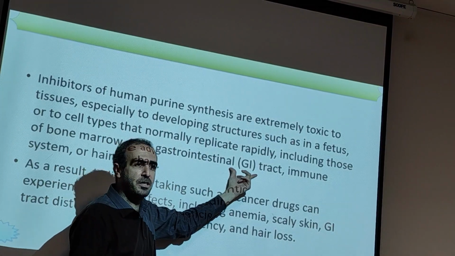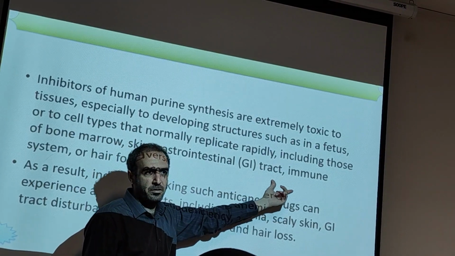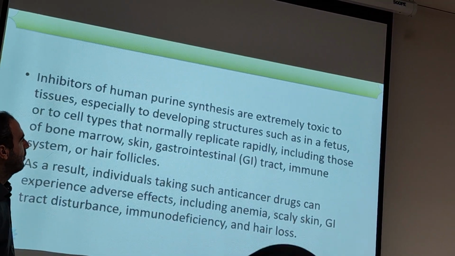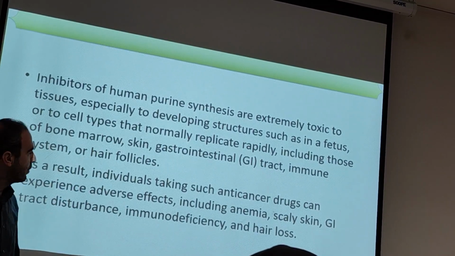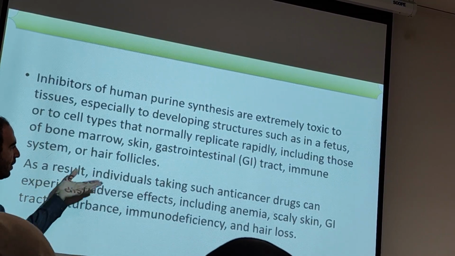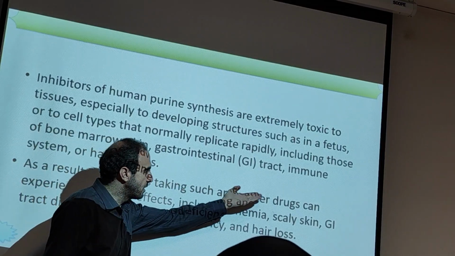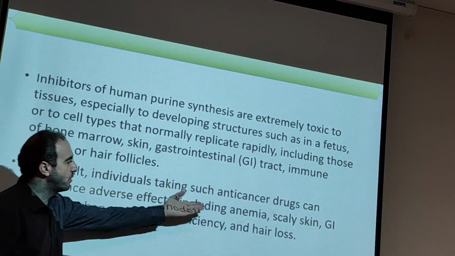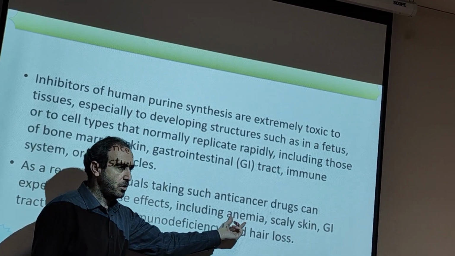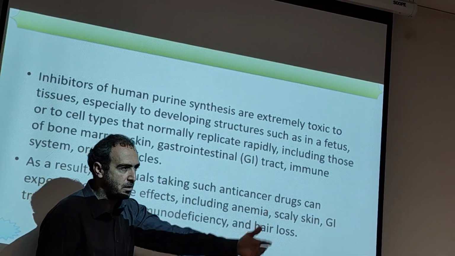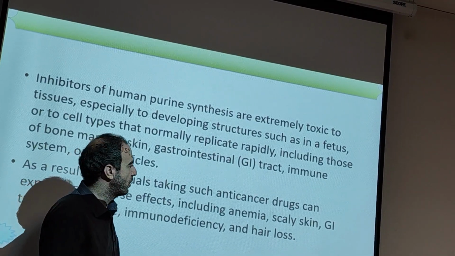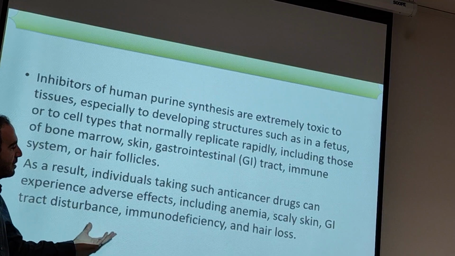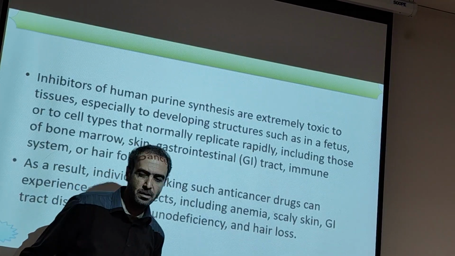They have a lot of problems in the GI tract. Immune cells are not activated, and they lose some melanin in their skin, and the bone marrow also has a problem. So as a result, when individuals are taking anti-cancer or chemotherapy drugs, they can experience side effects including anemia, where bone marrow is affected and RBC and WBC production is less, scaly skin, GI tract disturbance, immune deficiency, and also hair loss.